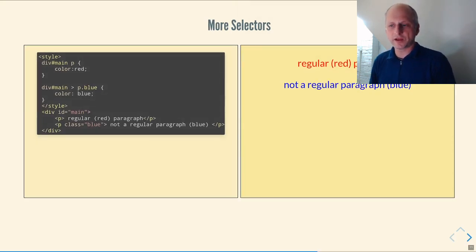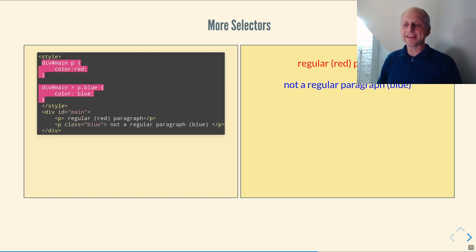Here we have similar kinds of things at work, and we'll see here that this is what's called a descendant selector. We're looking for a div whose ID is main, and we're going to search inside that div whose ID is main for a paragraph, and any paragraph inside div ID main will be colored red.